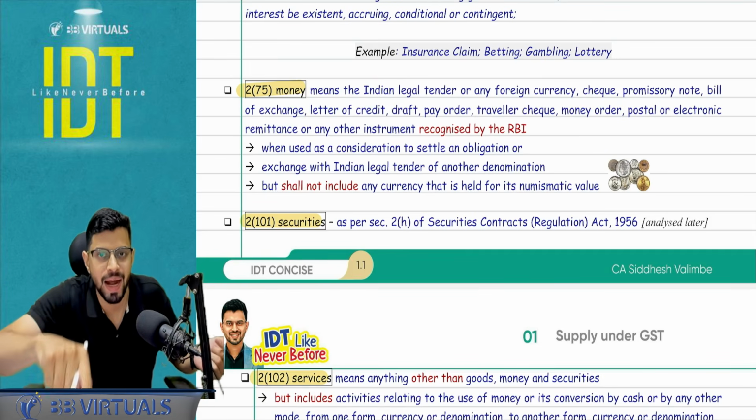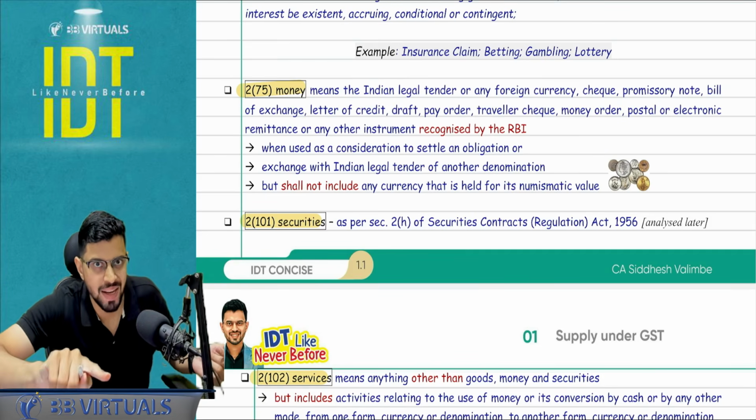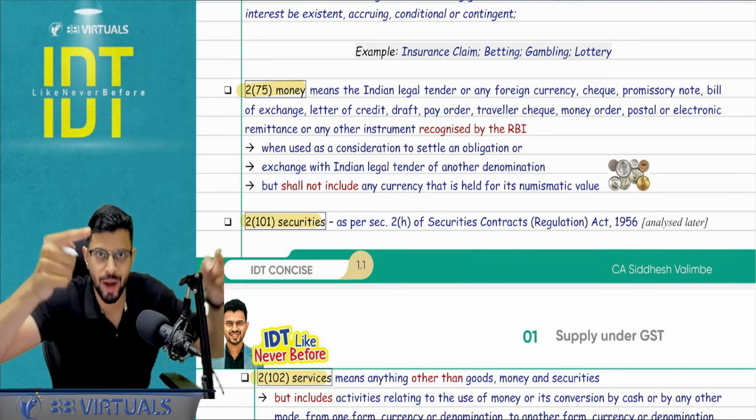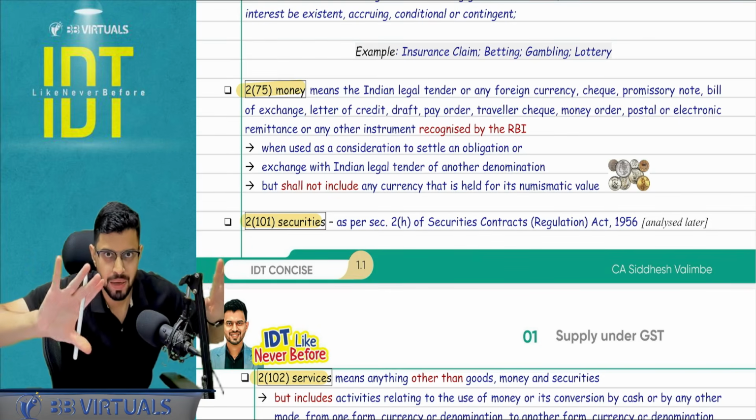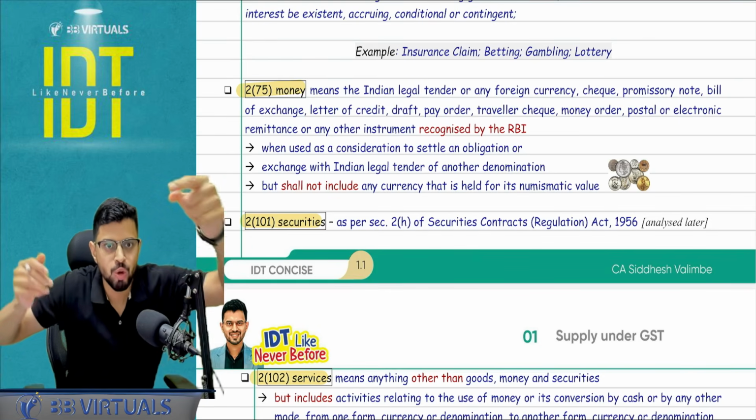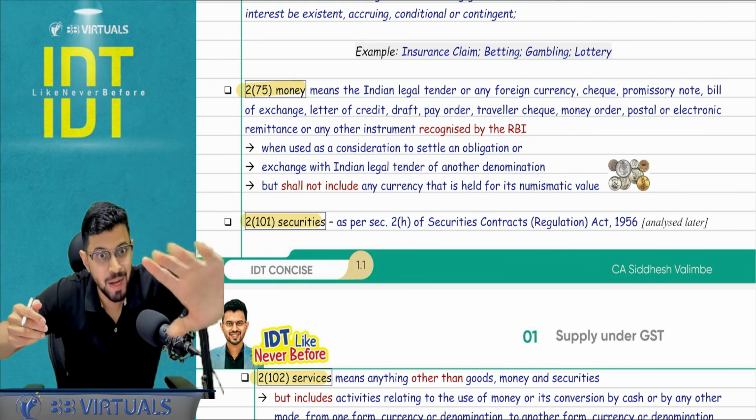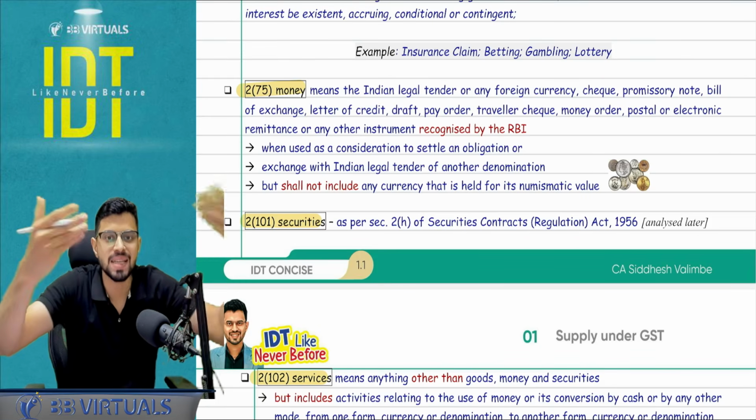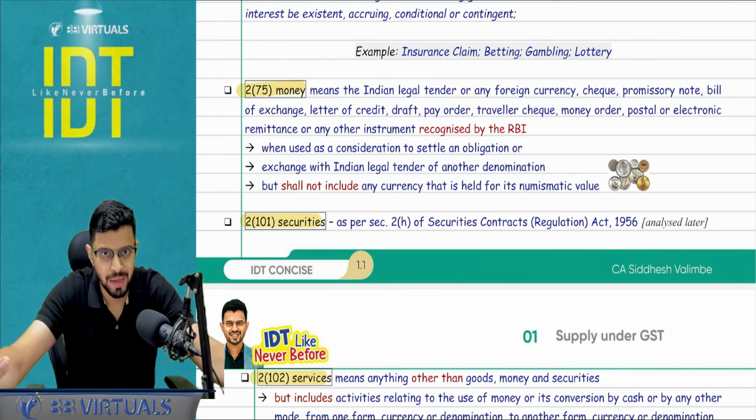So you booked my IDT class, and you used your money to settle that obligation. You had an obligation to pay me. Simple. So you used your money, and you did not use your goods. Money is not goods. You used the money to get my teaching services. That is how we had linked.